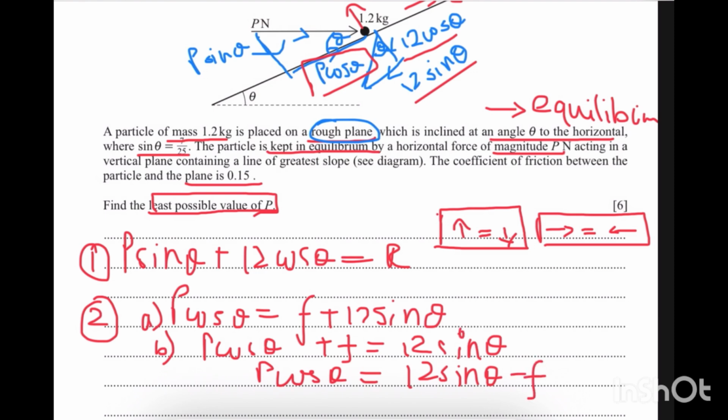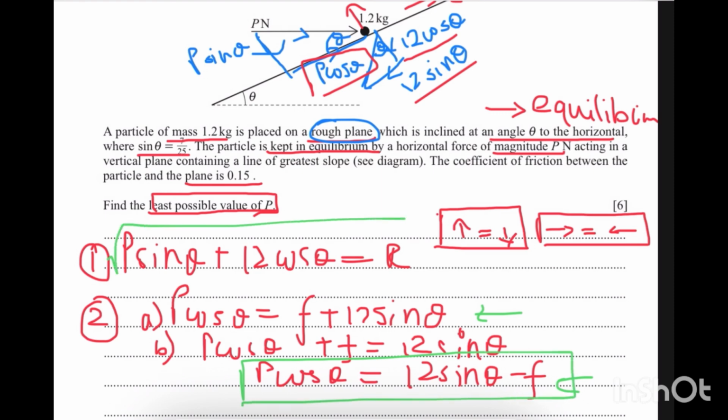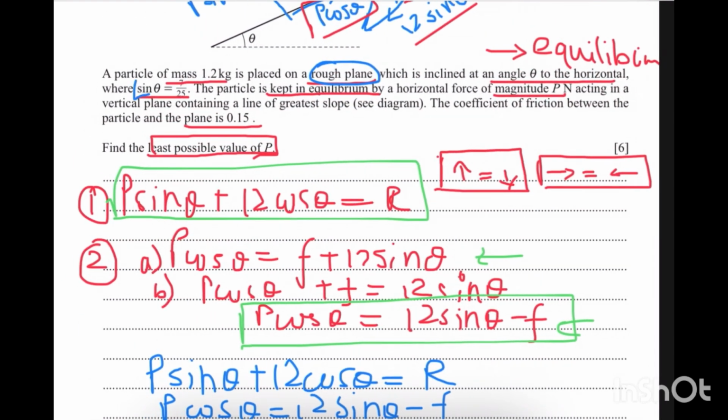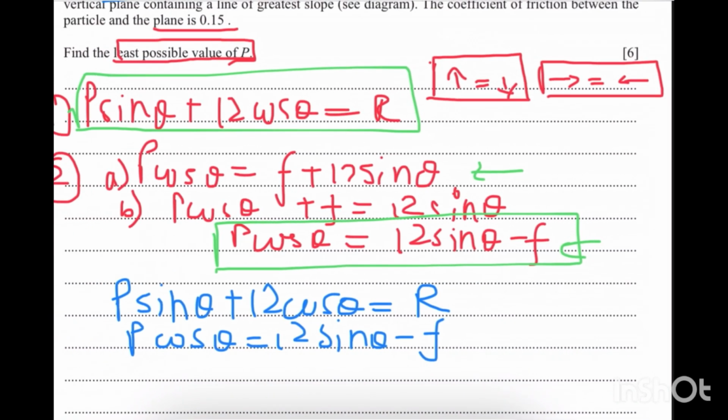So now we have to choose between these two equations. What gives us the least value of P? This one does. So now we will use this one and the first equation in order to find the value of P. They have given us the value of sine theta, which is 7/25. We can use this information to find out the value of cos theta.